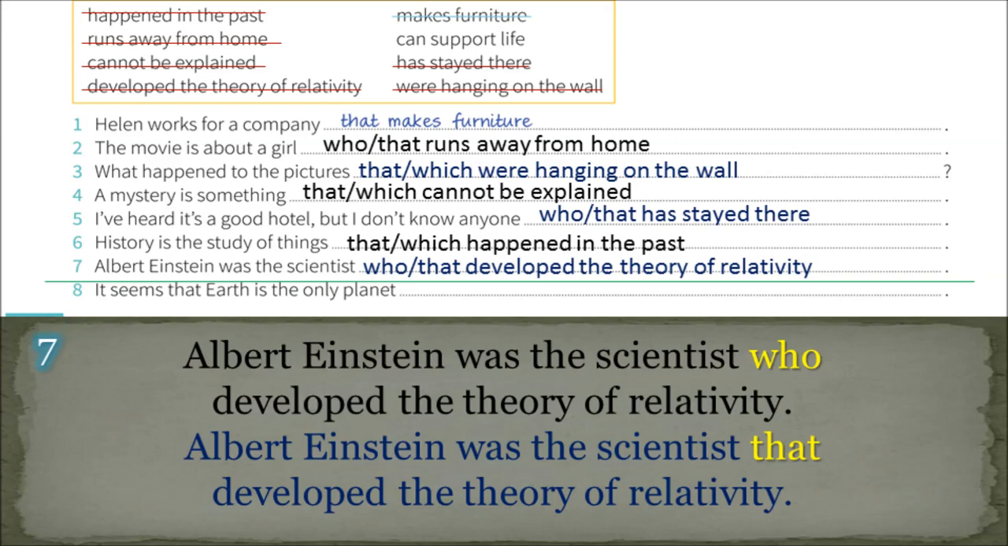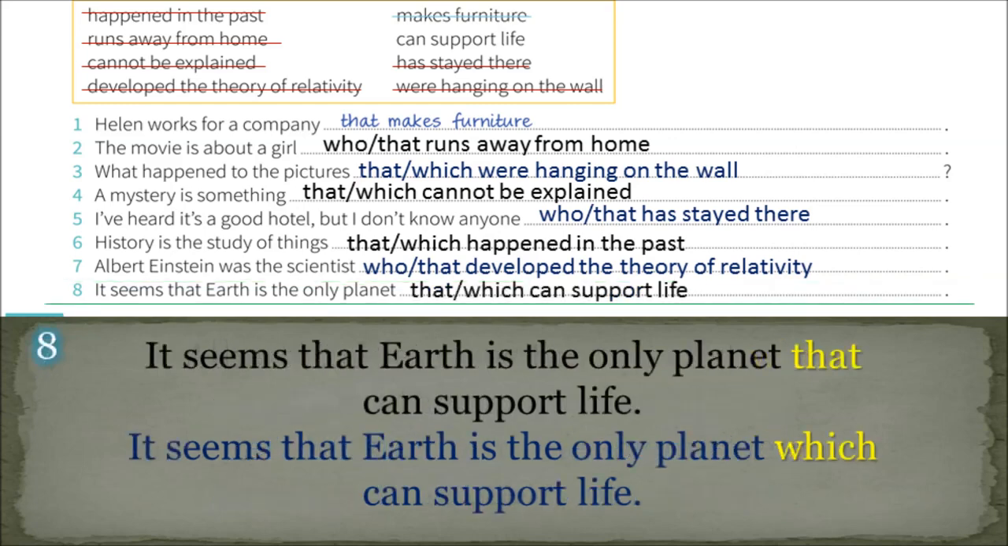Albert Einstein was the scientist who developed the theory of relativity. Albert Einstein was the scientist that developed the theory of relativity. It seems that Earth is the only planet that can support life. It seems that Earth is the only planet which can support life.